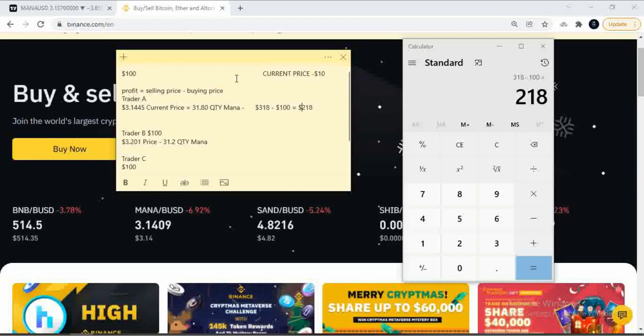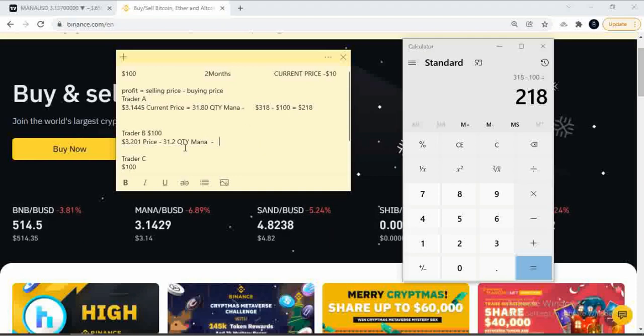Okay, so say it took maybe just 2 months for that to happen. So trader A has successfully made $208. Now look at what trader B is going to successfully make.